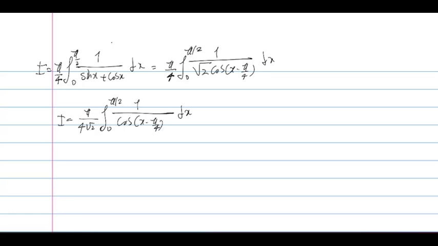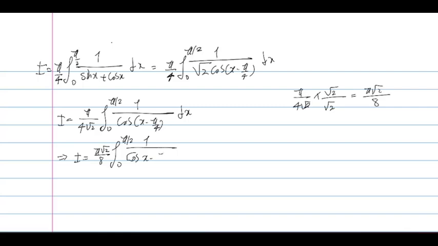So let's rationalize the denominator here. We have pi over 4 root 2. We can multiply by root 2 over root 2. So it's equal to pi root 2 over 4 times root 2 times root 2, which is 2. 4 times 2 is 8. So the integration is equal to pi root 2 over 8, the integration from 0 to pi over 2 of 1 over cosine of x minus pi over 4 dx.